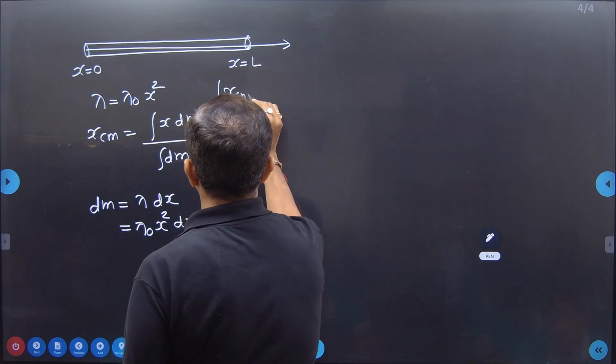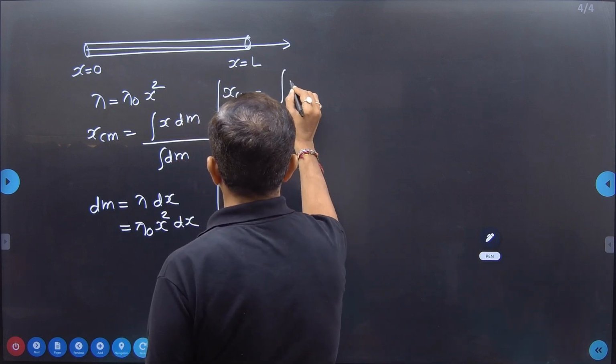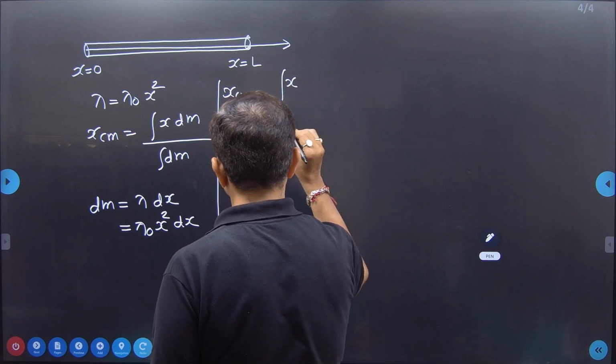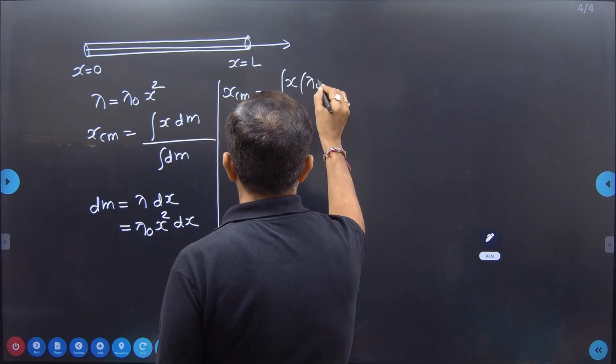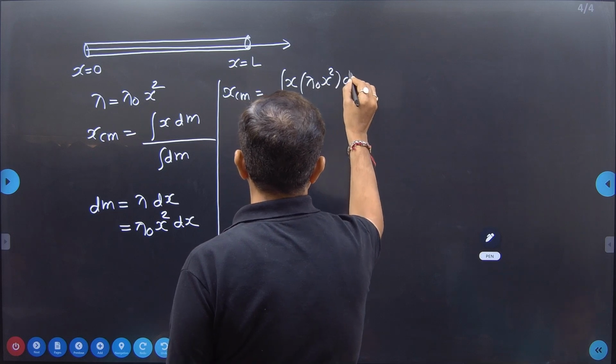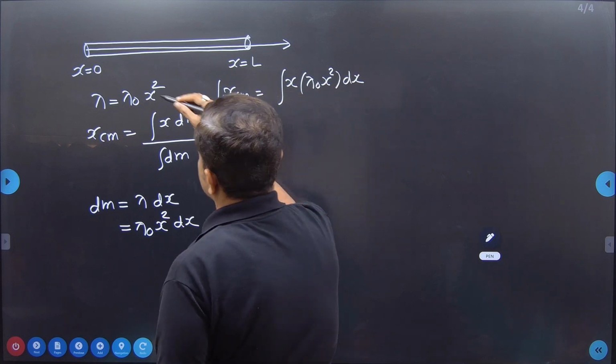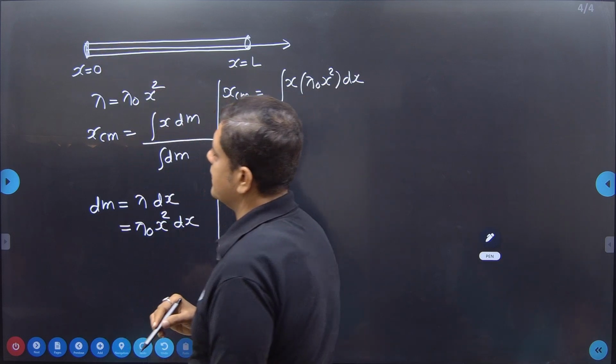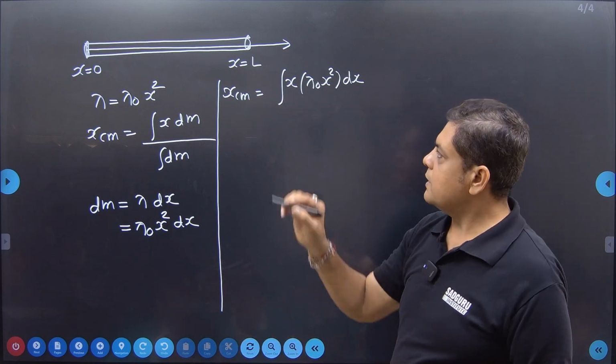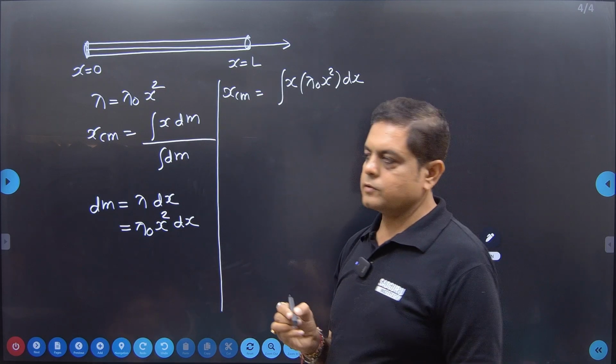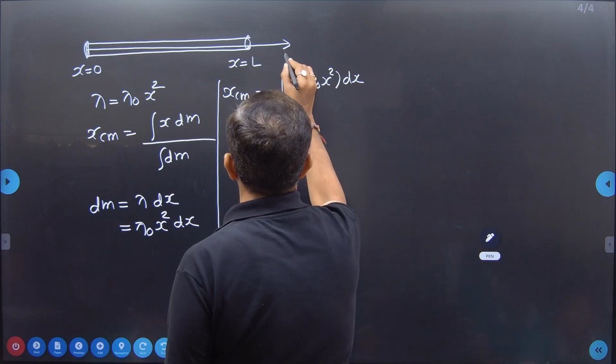Okay. So x_cm is integration x lambda naught x square dx. The first element is at x equal to 0, and the last element is at x equal to L. So it is from 0 to L.